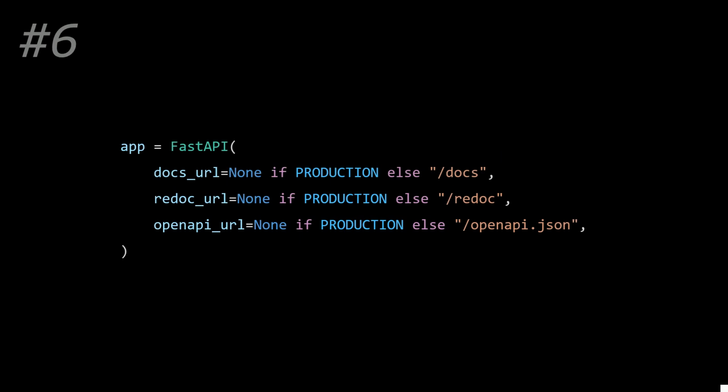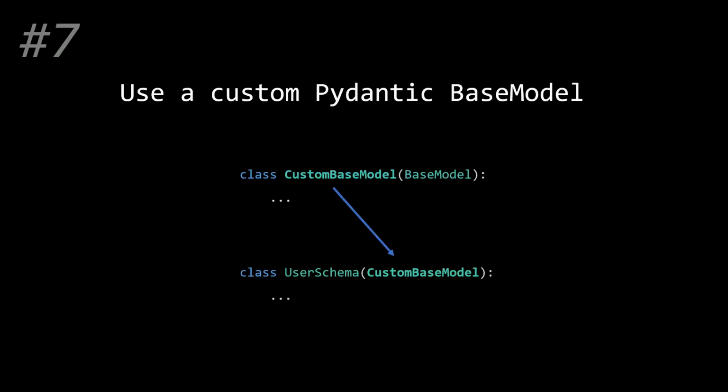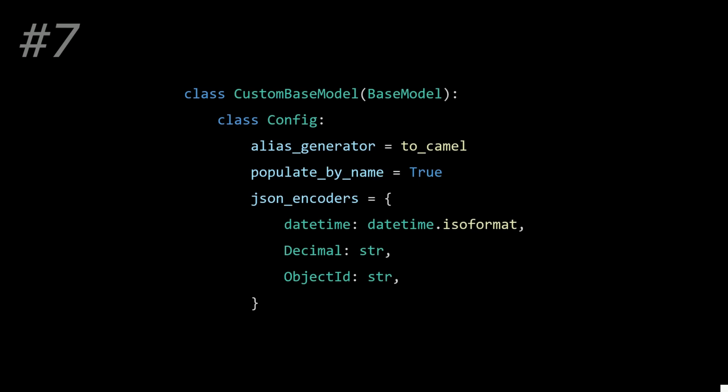To prevent this, make sure to set docs URL, redoc URL, and open API URL to none in your production settings. Create a custom base model and use it to define your Pydantic models. The benefit is that it's easier to manage your global configuration in one place. For example, if you want to return camel case to the front end but prefer snake case in Python, you can set an alias generator to handle that.